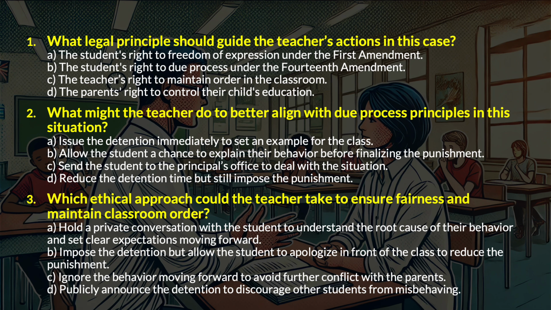Hold a private conversation with the student to understand the root cause of their behavior and set clear expectations moving forward. From an ethical standpoint, the teacher should focus on understanding why the student acted out by having a private conversation. This allows the teacher to address any underlying issues and set clear behavioral expectations for the future. This approach promotes fairness, supports the student's development, and maintains classroom order without unnecessary punishment.